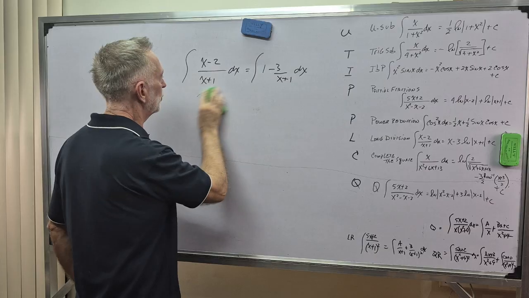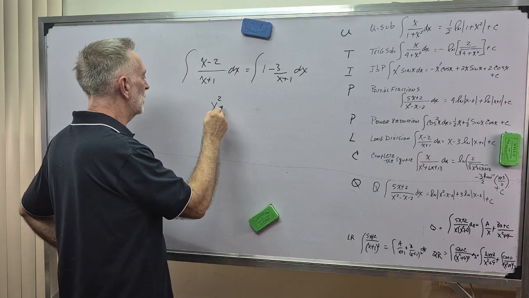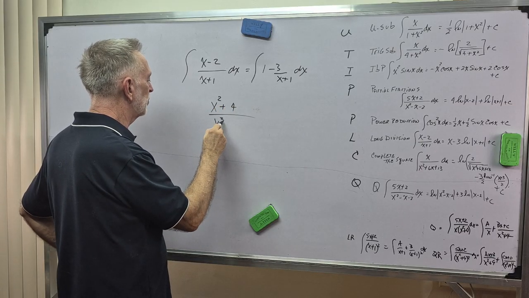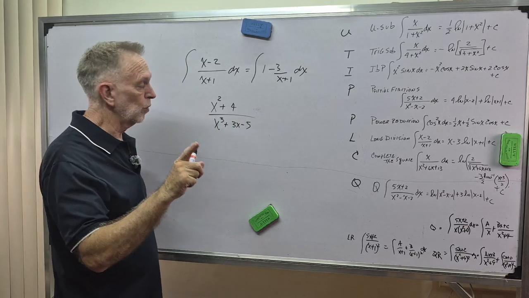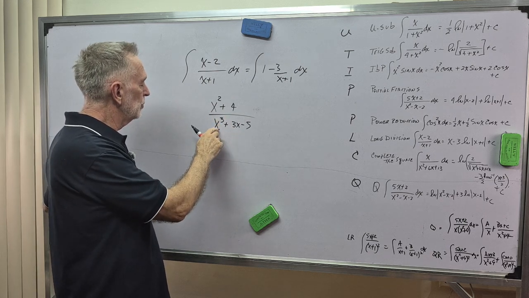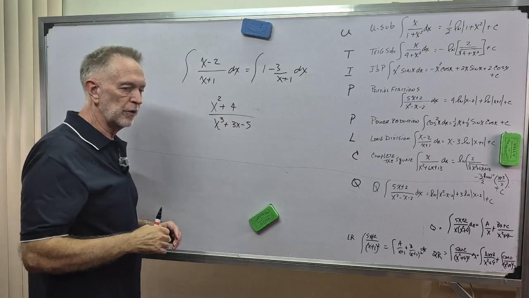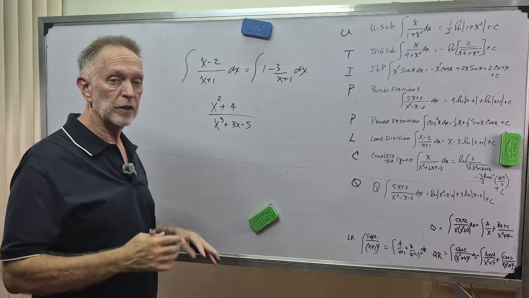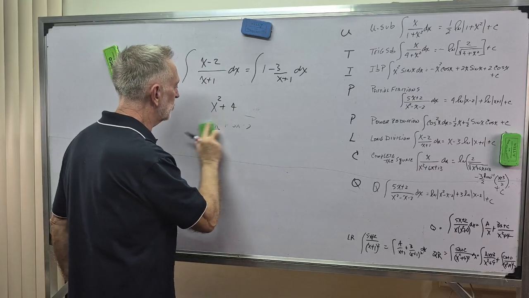Okay, let's look at a few of those. What if I have x squared plus 4 divided by x cubed plus 3x minus 5? Can I do that? No. One of the rules for long division using these is that the power in the numerator needs to be equal to or greater than the power in the denominator. Okay? That's one of the rules. Don't get caught on that.